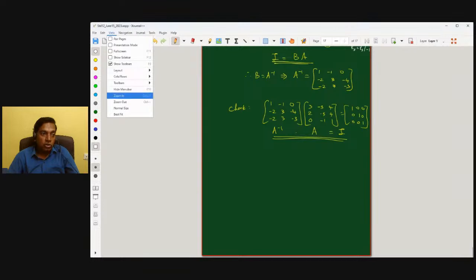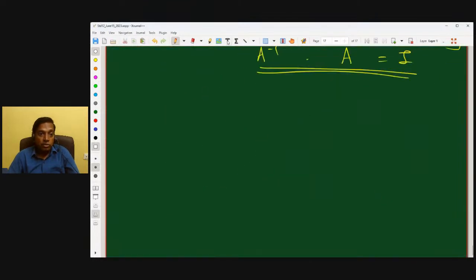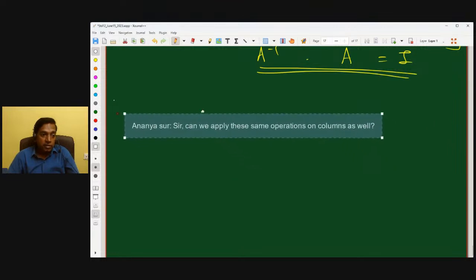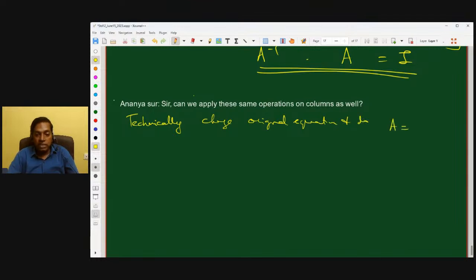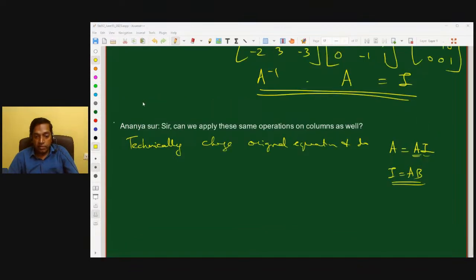Ananya Sur, can you apply this and do column operations? Yes, but you'll have to change the equation. It is not a common thing. Technically, you have to write this as A is equal to AI and then something like that. Keep this A and make this into B. Then you will get I is equal to AB, so B will be A inverse. Because if you change the column thing in I, the column in A will be affected. That's how.